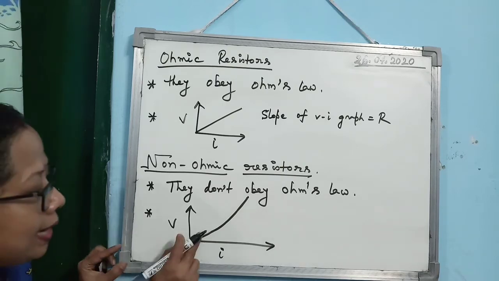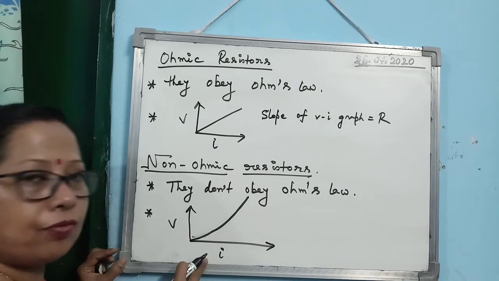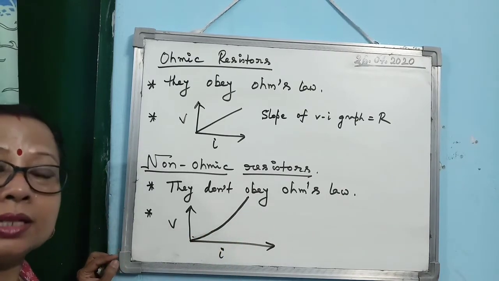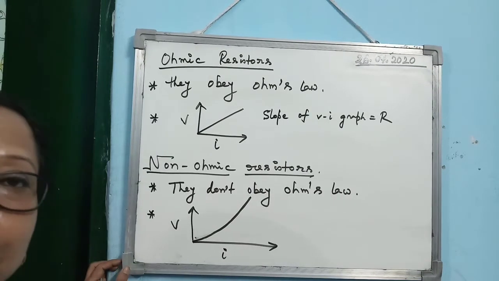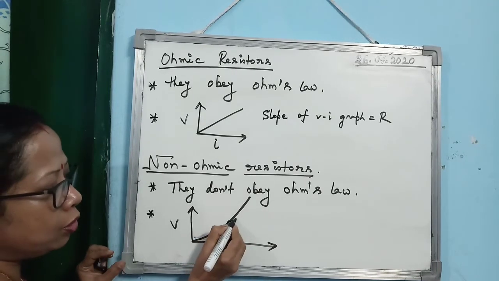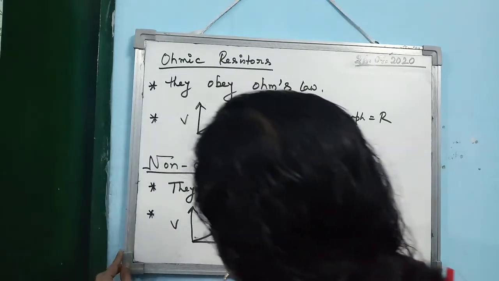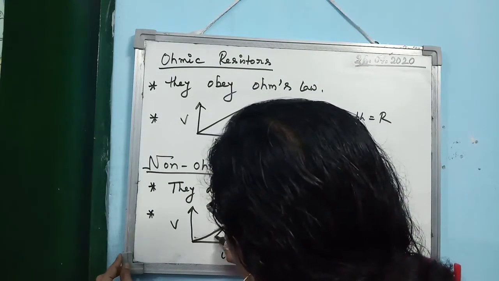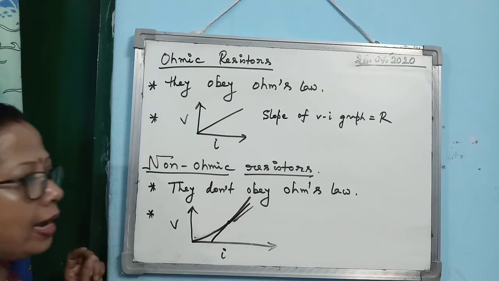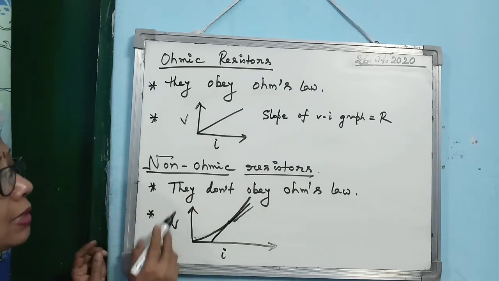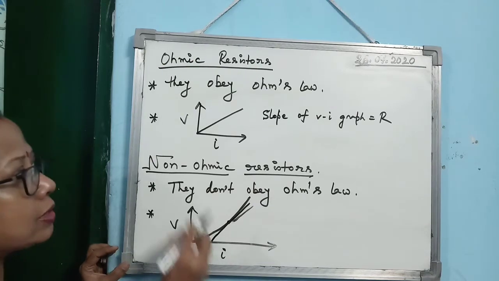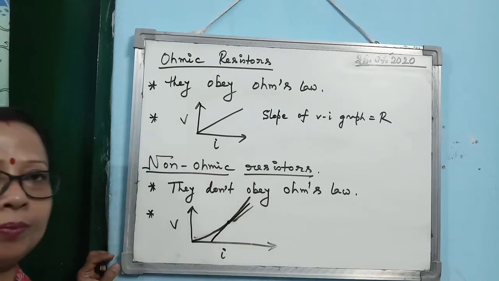Alright. So you see the resistance, in this case also slope will give you the resistance, but slope is changing at every point. So they are not having the constant resistance. Okay. That you have to understand. So if you want to find out the resistance at any point, then what you have to do? You should draw the tangent to that point, and then you should find out the slope of the tangent at any point. Okay. So you can say that for non-ohmic resistor, they do not obey Ohm's law. First point. Second point, V versus I graph is not a straight line. It is a curve.